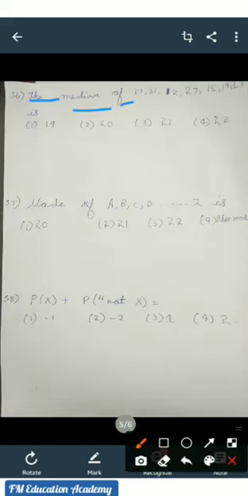56th question. Median of 17, 31, 12, 27, 15, 19, 23 is. Whenever we have to find out the median, remember what you should do? You should arrange the numbers in ascending order.